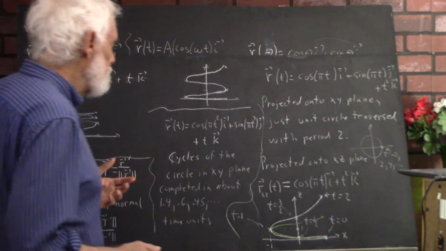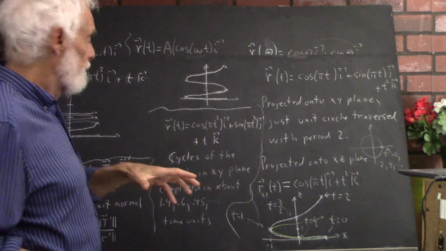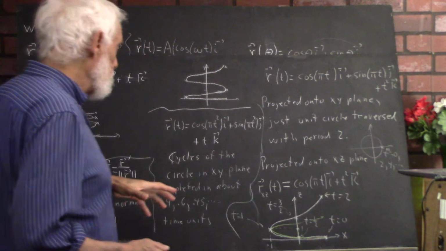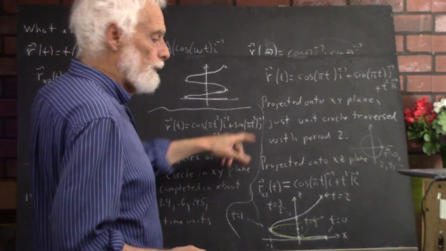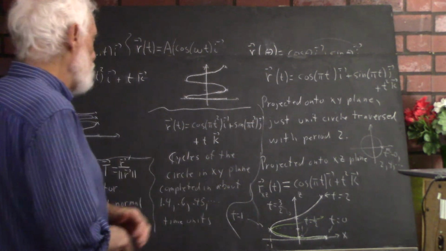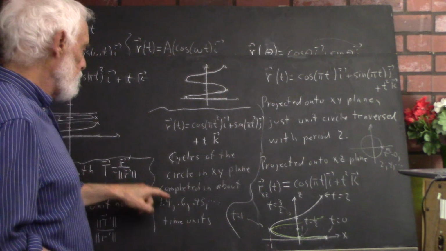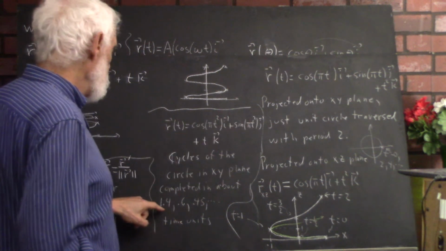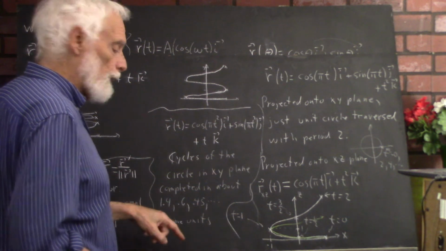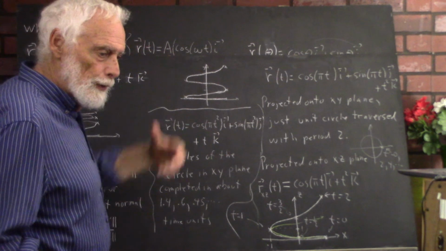We follow the same path as before, but we go around the circle faster and faster. Actually, we don't follow the same path as before. Anyhow, the cycles of the circle in the xy plane are completed as before, when we had the t squared here, in 1.4, 0.6, 0.45 time units. Okay, so we're going faster and faster around a helix.